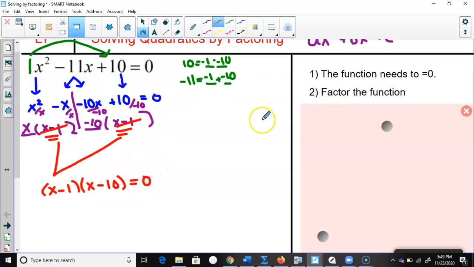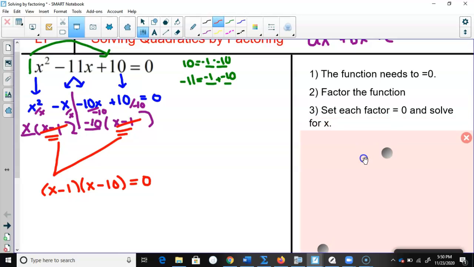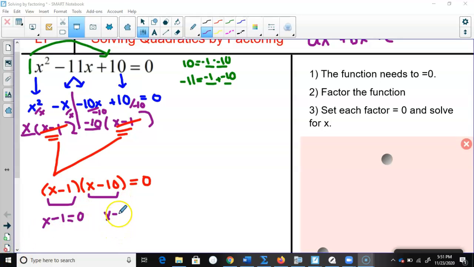Okay, so now I have step 1, it's equal to 0. Step 2, we have just factored the function. Now step 3, we're going to set each factor equal to 0, and we're going to solve for x. So I have this factor right here. I'm going to take that factor. And now I'm taking this factor right here and setting it equal to 0. And now I'll solve for x for both of them.